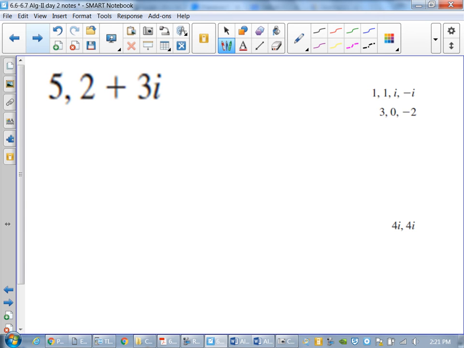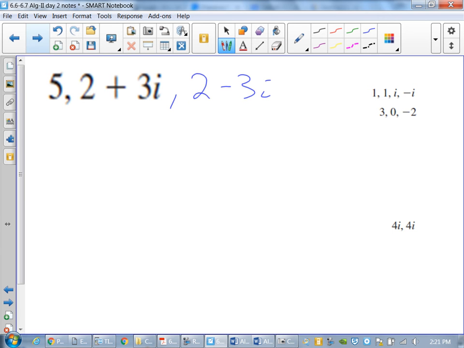So I have zeros at 5 and 2 plus 3i, which means there has to be another zero not listed. What would it be? 2 minus 3i. 2 minus 3i. So I'm assuming that everybody understands that this is going to be x minus 5. We okay with that? Yeah.